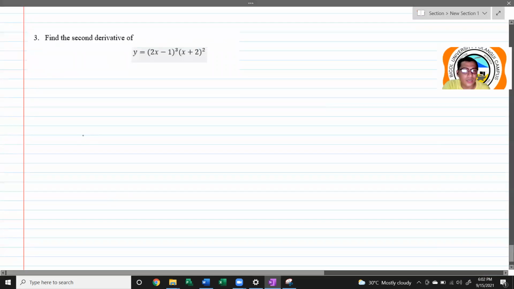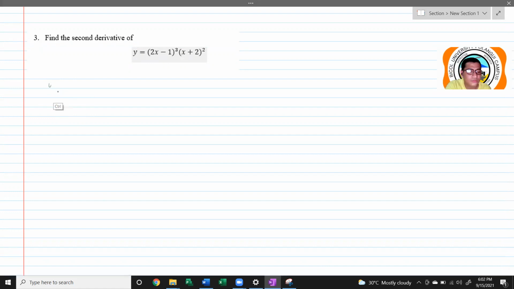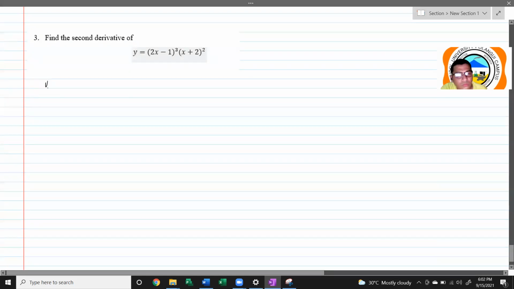Now this is under the topic higher derivatives. We are just asked to solve for the second derivative of the function. Okay, so our function y is equal to (2x minus 1) cubed times (x plus 2) squared.